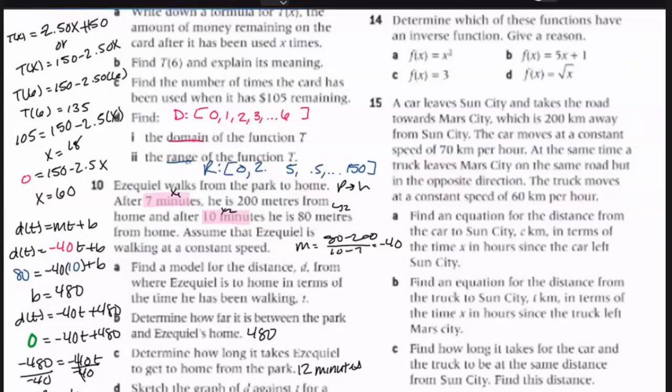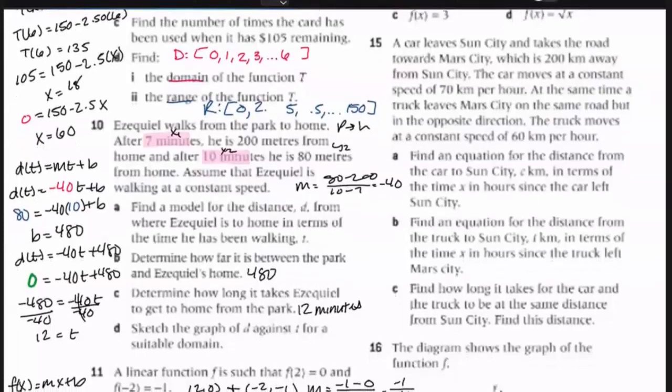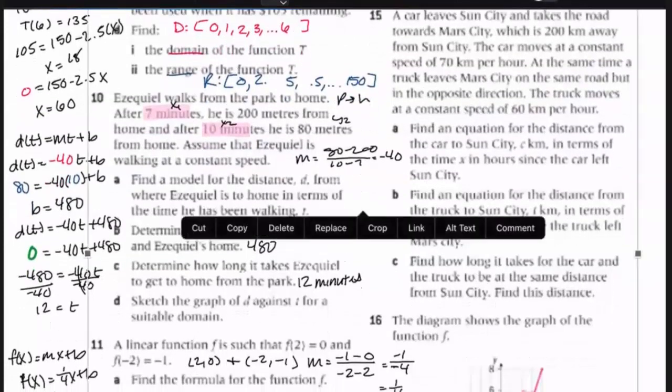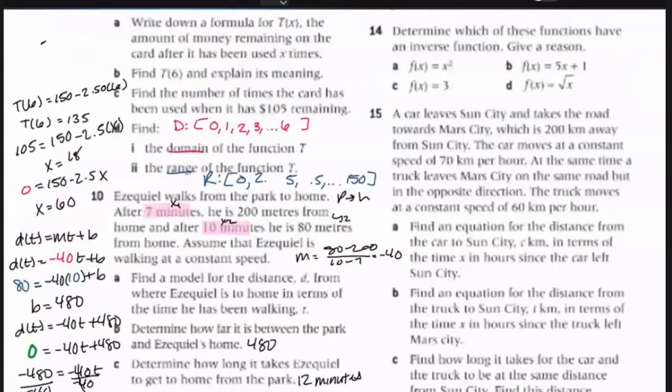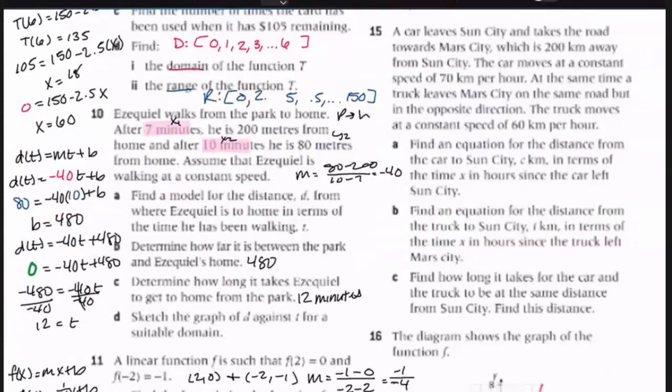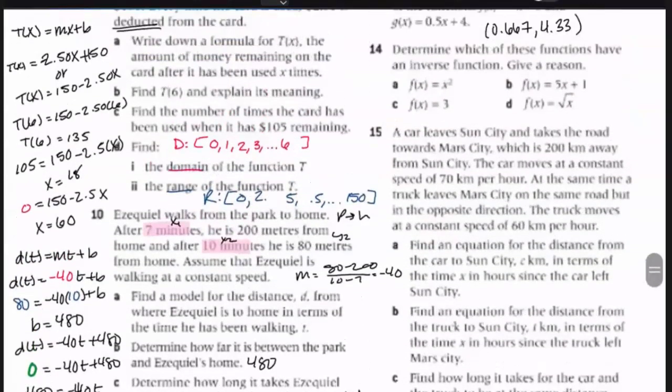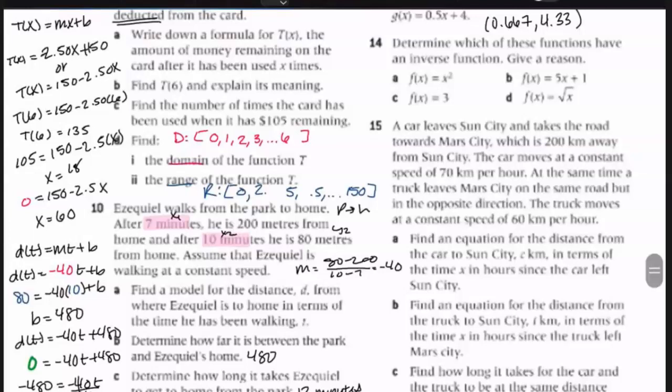Alright, so let's continue this page. My recording stopped, so we'll finish off 15, 16, and then we can go on to page 3. So a car leaves Sun City and takes the road towards Mars City, which is 200 kilometers away from Sun City. Oh, wait. 14. I don't think I finished 14 on the other one.